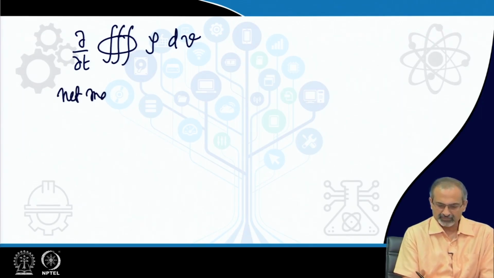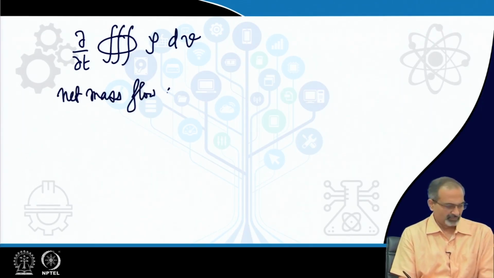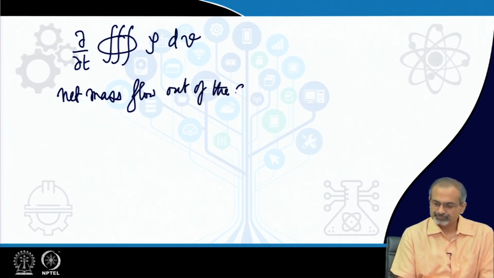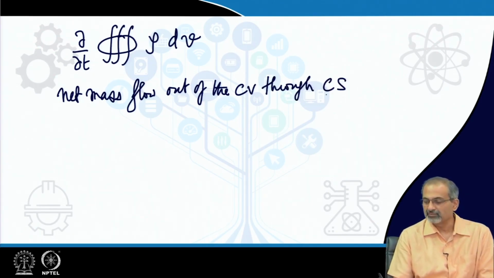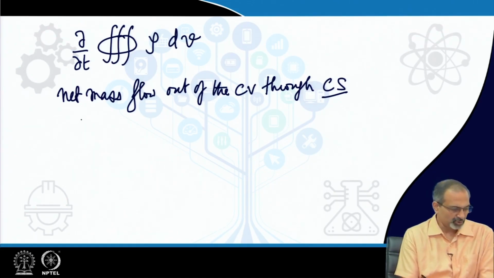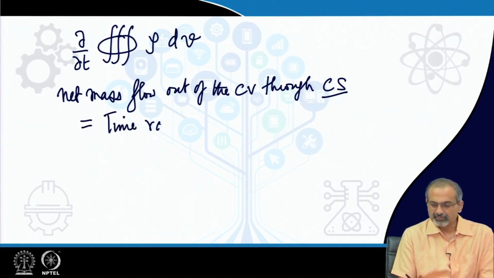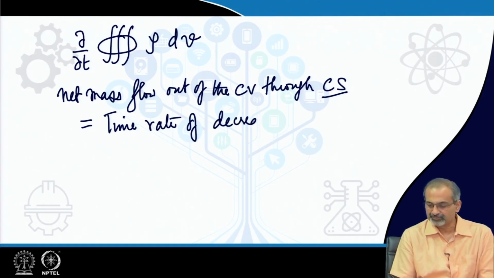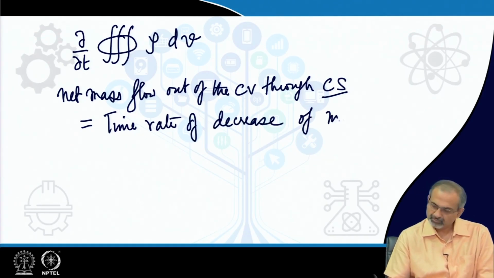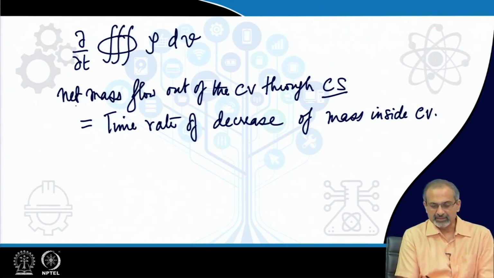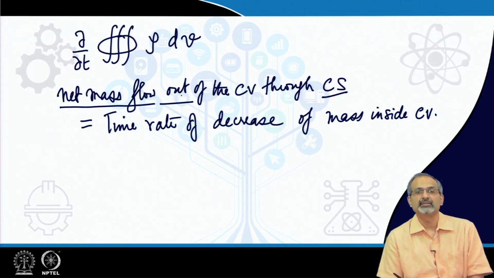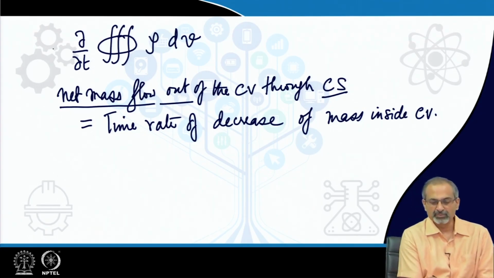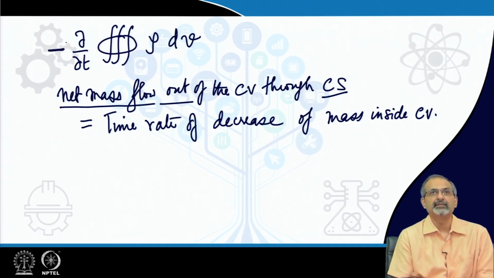So, we have net mass flow out of the control volume, and out of the control volume means obviously through the control surface, we will call it CS, let us say, and that should be equal to the time rate of decrease of mass inside the control volume. What we are trying to say is that if there is a net mass flowing out of the control volume, that should lead to decrease of the mass content inside the control volume. And you remember that the decrease would then have to involve a negative sign here.